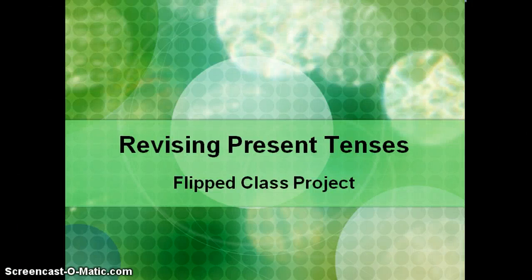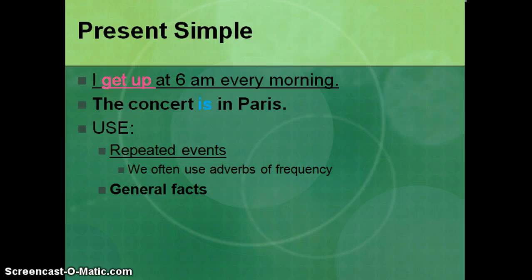Okay, so today we'll be looking at revising the present tenses. Okay, so let's have a look at the first one. So we've got an example here of the present simple, which says, I get up at 6 a.m. every morning. And the other example, the concert is in Paris.